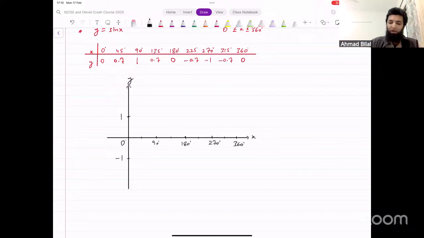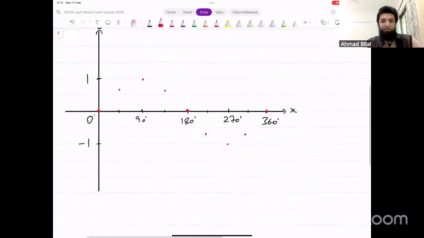Okay, what's the first point that we're getting? At 0, we've got 0. Let's mark that here. At 45, 0.7, so roughly it's going to be around here. At 90, it's 1. At 135, it is 0.7 again. At 180, it's 0. At 225, it's negative 0.7. At 270, it's -1. At 315, it's -0.7 again. And at 360, it is 0.